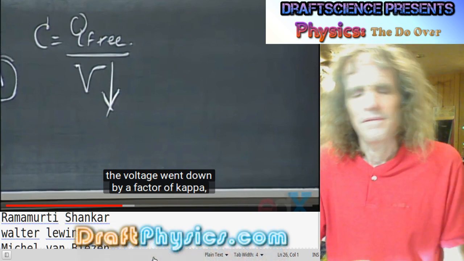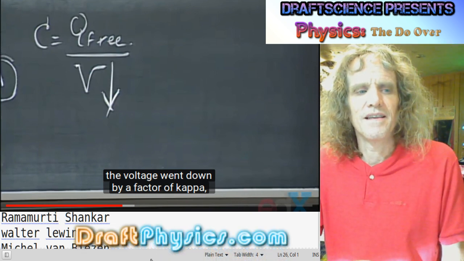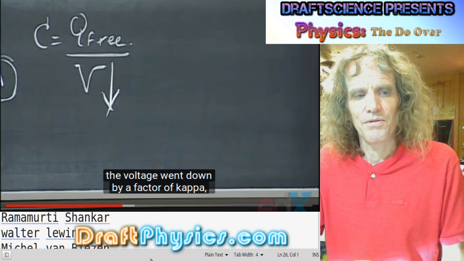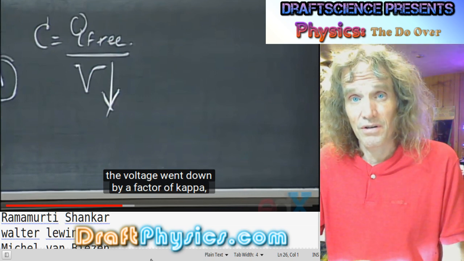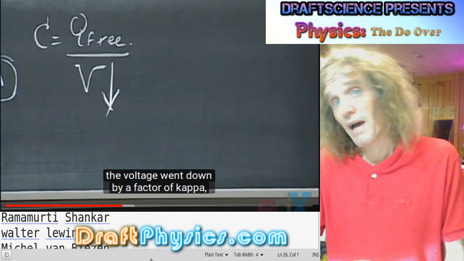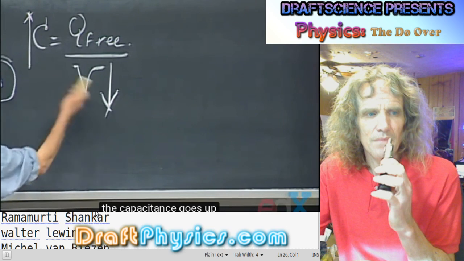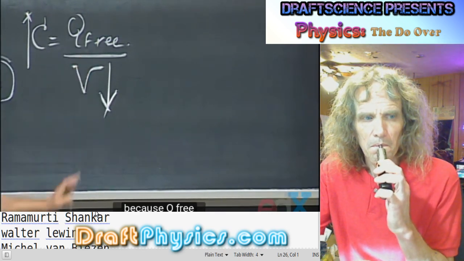So when you pull it out, maybe it doesn't get to keep what it took, so to speak, and it puts it back on the plates. With the potential down by a factor of kappa, the capacitance goes up by a factor of kappa because Q3 was not changing.